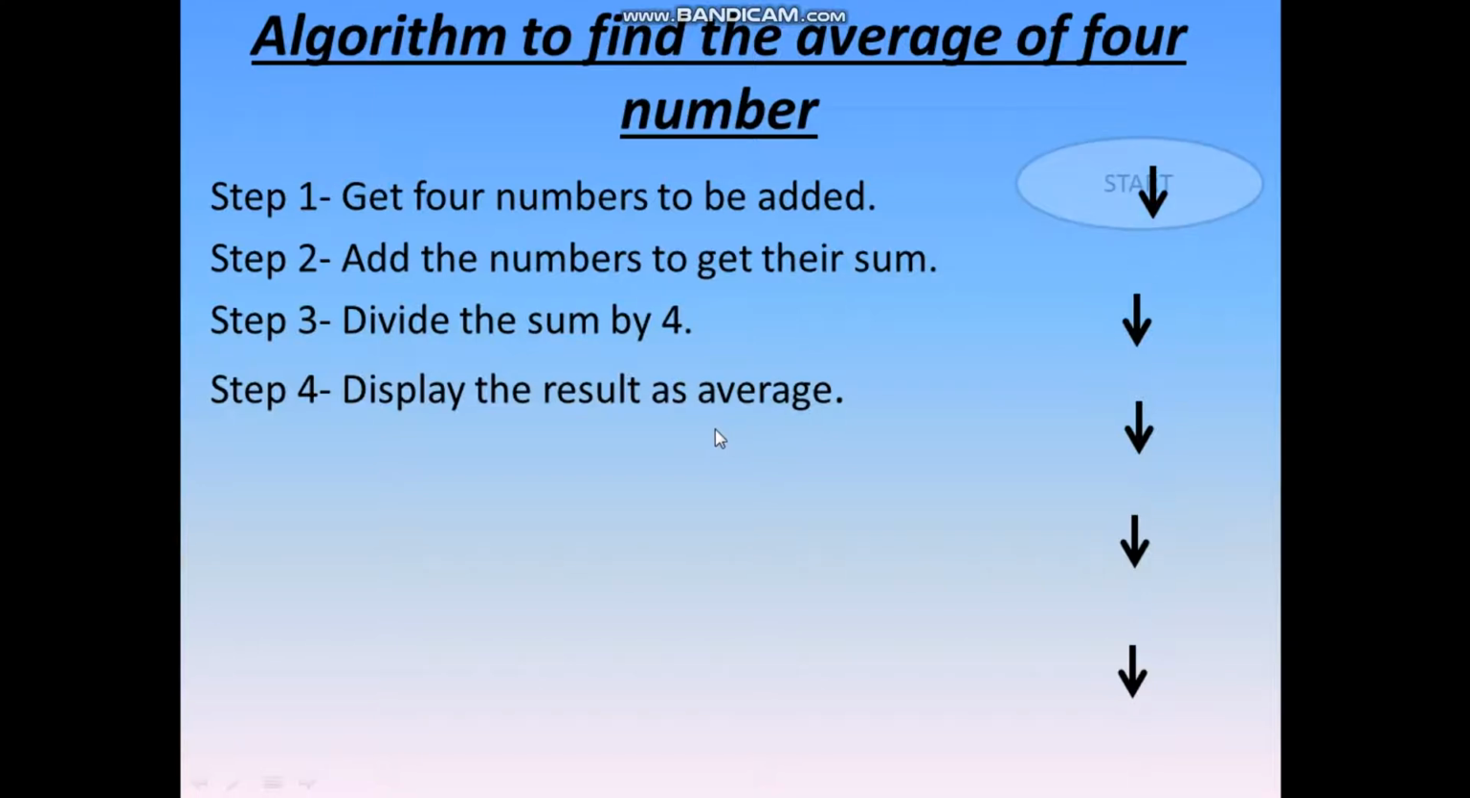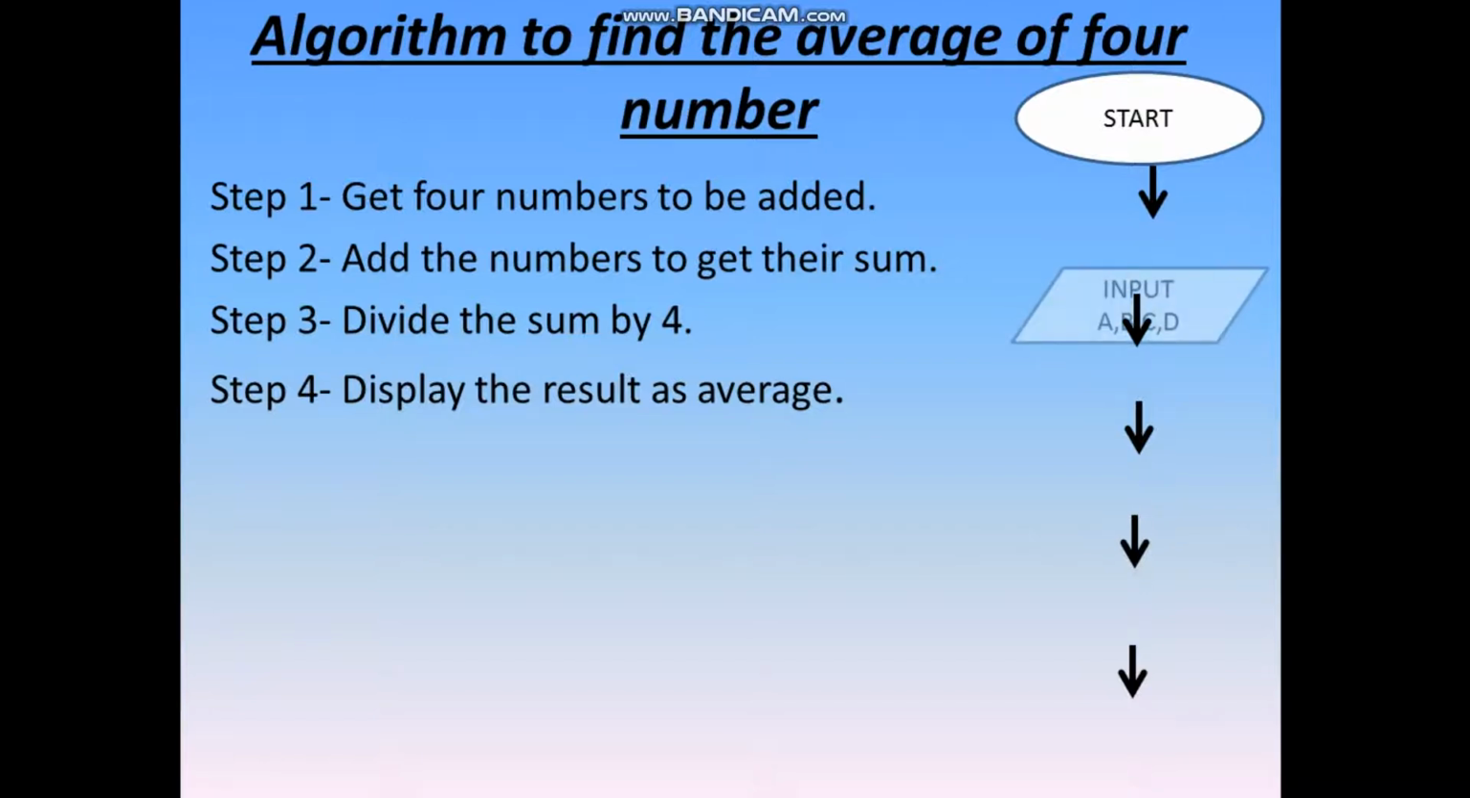Now the same thing we will do for the flowchart. So the first step we have to give is start, then input. चार नंबर लेंगे. The number can be any number. It can be 2, 4, 6, 8. It can be 3, 6, 9, 12. That's why I have taken A, B, C, D. A, B, C, D means वो कुछ भी हो सकता है. And this is the input.